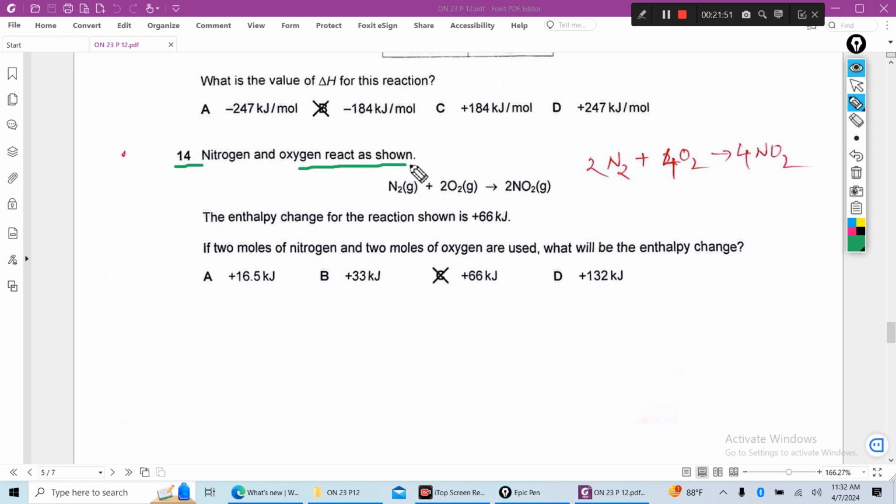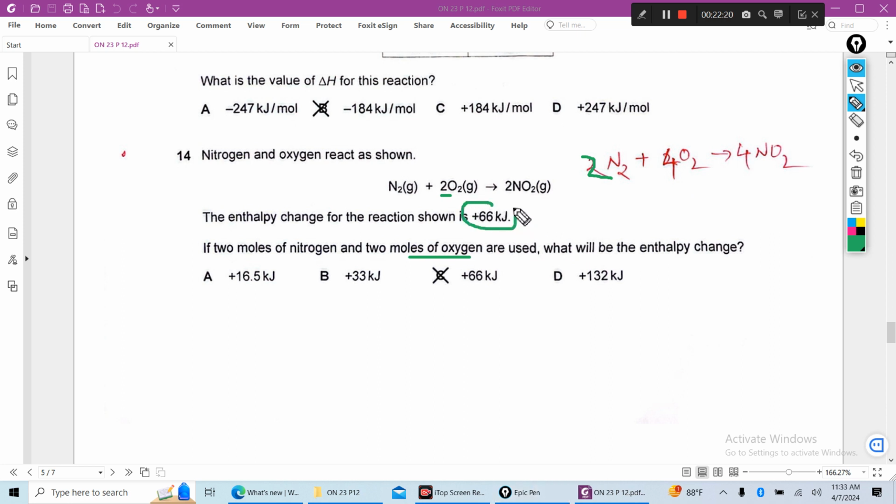Nitrogen and oxygen react together as shown. 1 mole of nitrogen reacts with 2 moles of oxygen to produce nitrogen dioxide. The enthalpy change for this reaction is plus 66 kilojoules. If 2 moles of nitrogen and 2 moles of oxygen are used, what will be the enthalpy change?